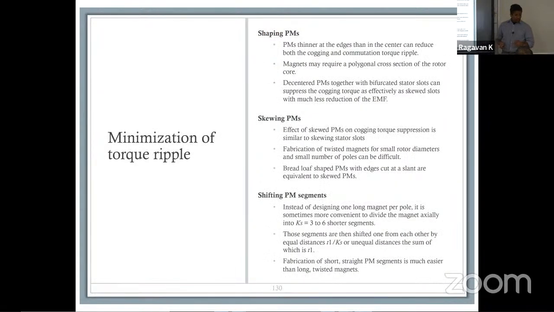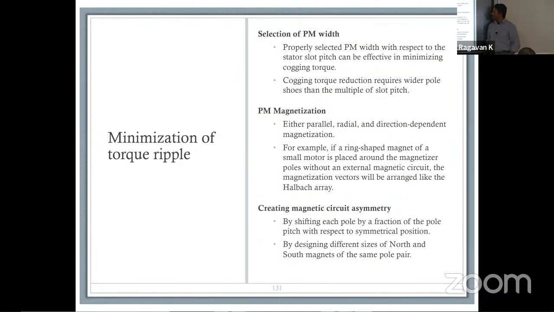Just as an FYI, we will actually be flowing straight from this slide into the next one. So even if I'm going longer on this, we will catch up on the other one because it's one single piece. So you have shaping of permanent magnets, skewing of magnets, and then you have shifting of permanent magnets. You have the width, you have the magnetization, and then you have magnetic asymmetry. So as you can see, everything revolves around changing the shape, changing the magnetic direction, and changing the way you have placed them with respect to each other. So placement, shape, and orientation in so many ways.